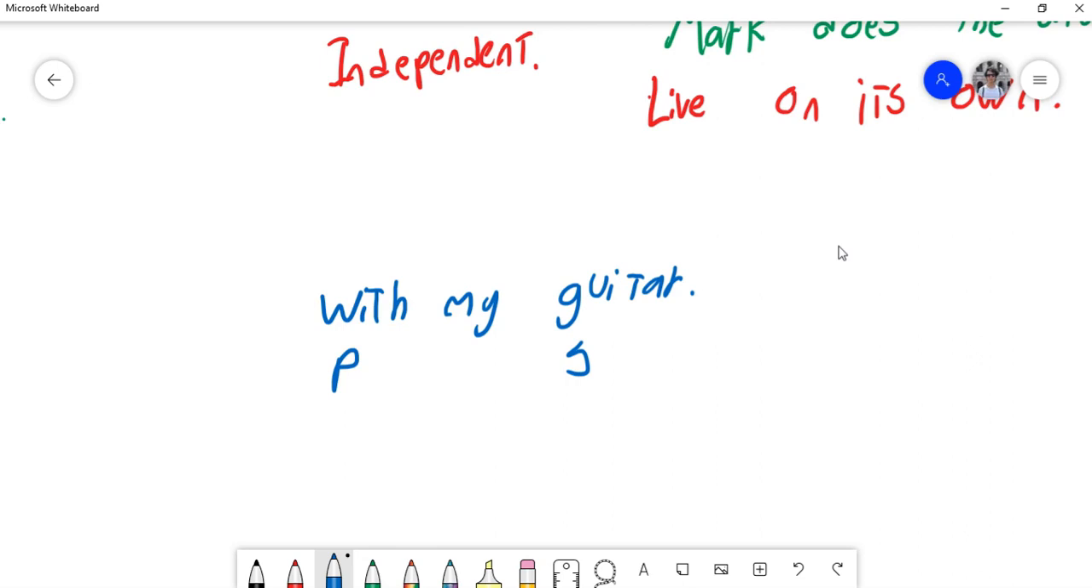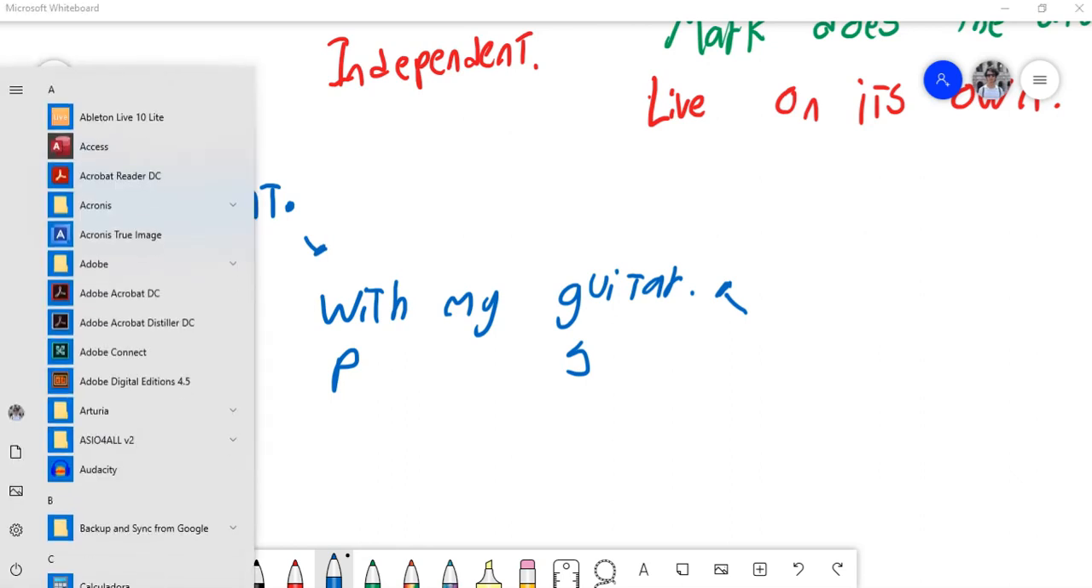In that case, we know this is a dependent clause, because we need more information about that clause. This is normally said when we answer a question. For example, if someone asks me, what were you playing with today? You could answer with my guitar. And it's that simple. You don't need to say more information because part of the information is carried within the question. We call that a dependent sentence.